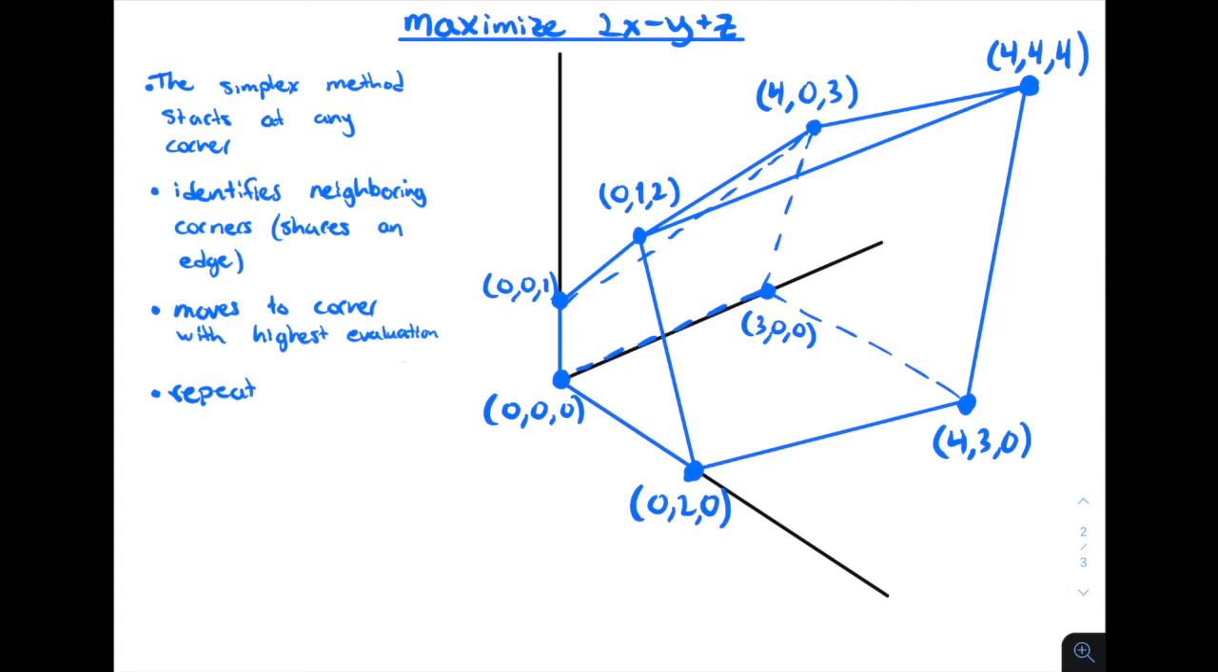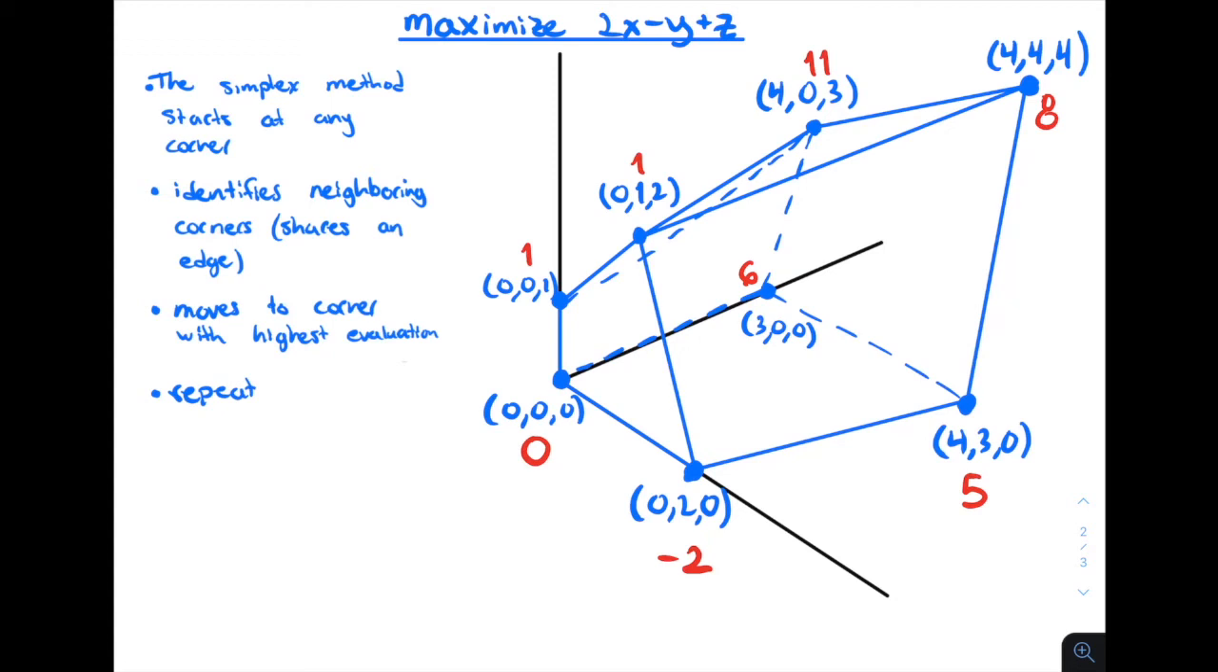For linear programming problems with 3 variables, we can still visualize what's going on. Here, the feasible region takes on a 3-dimensional shape. We can imagine that this figure is the feasible region for some set of inequalities. Given some objective function here to maximize, 2x minus y plus z, we could go and evaluate each of these corners. Again, here we could just directly read off that the optimal solution is x equals 4, y equals 0, z equals 3, and the optimal value is 11.